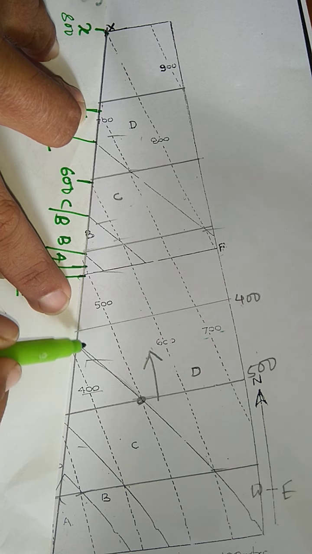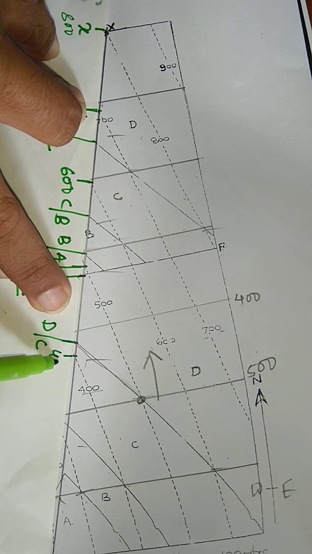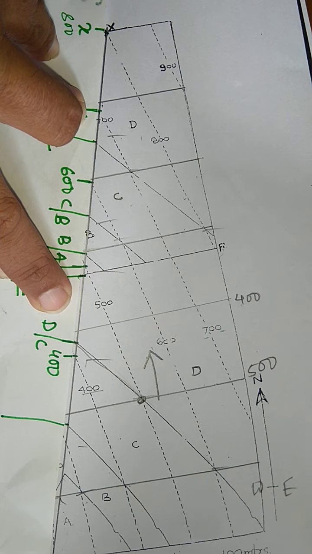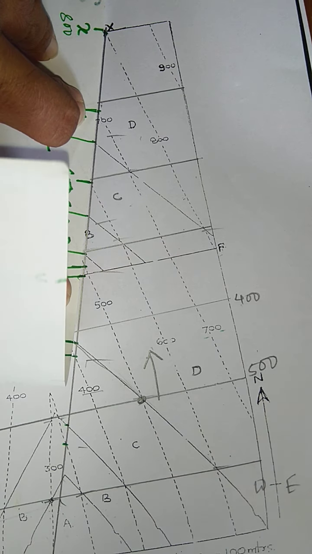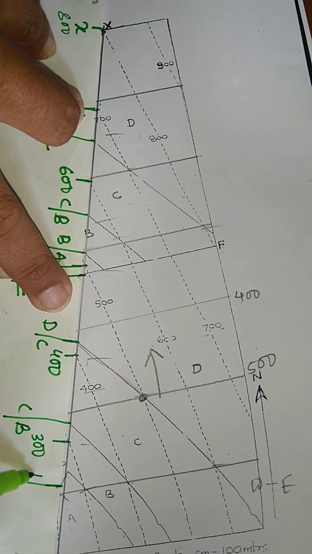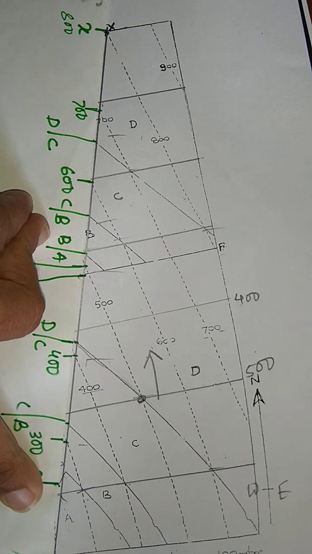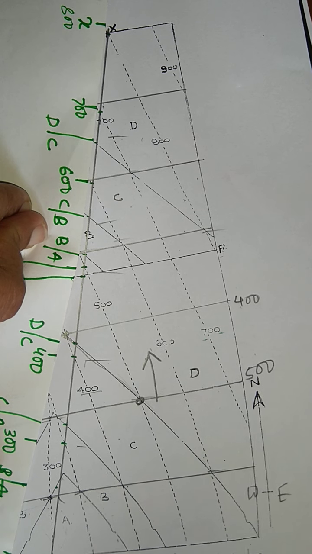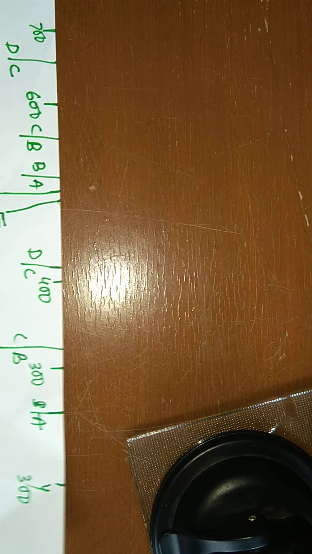Then next along the XY line there is a bed which is DC. Then there is a contour of 400. Then there is a bed, which is CB. Then again the contour of 300. Then there is a bed, that is BA. And the last one, on Y the same contour 300 is intersecting. So on Y we will mark 300.